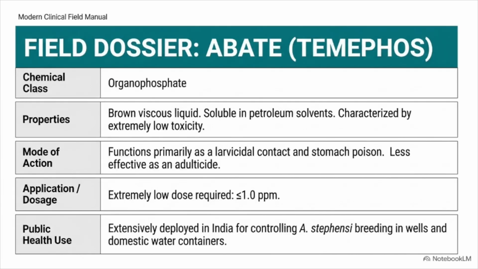Abate, also known as Temephos, is an organophosphate. It is a brown viscous liquid soluble in petroleum solvents, characterized by extremely low toxicity. It functions primarily as a larvicidal contact and stomach poison and is less effective as an adulticide. It requires an extremely low dose of 1.0 parts per million or less, and it is extensively deployed in India for controlling Anopheles stephensi breeding in wells and domestic water containers.